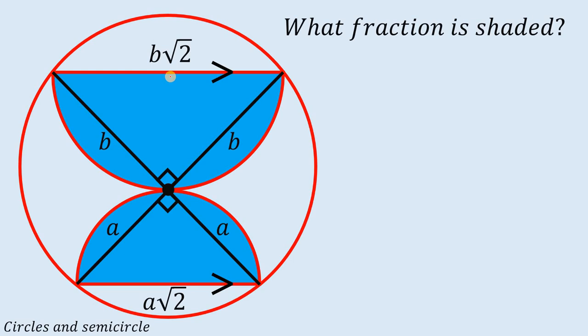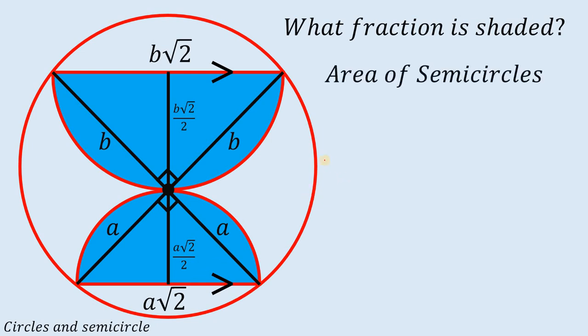Now, we are ready to find the length of their radii. So, let's draw a perpendicular line like this. Now, we know the length of the diagonal of this big semicircle. Therefore, the radius of this big semicircle must be equal to half of its diagonal. So, the radius must be equal to B times square root of 2 over 2. Similarly, the length of the radius of the small semicircle must be equal to A times square root of 2 divided by 2.